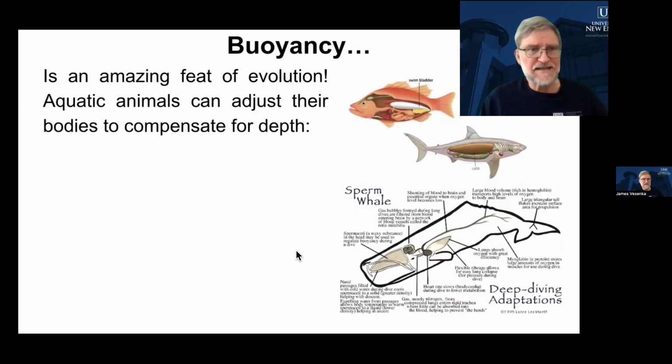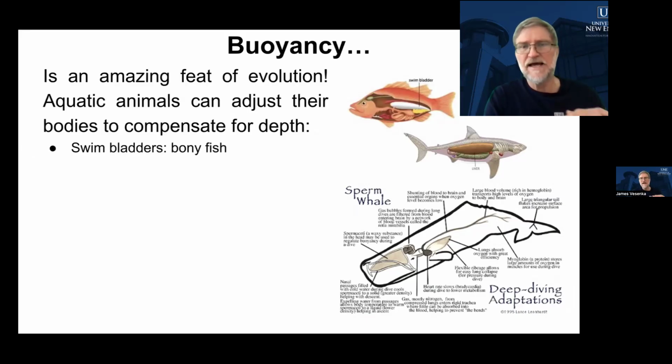Buoyancy is an amazing feat of evolution. Aquatic animals can adjust their bodies to compensate for depth. Bony fish, for example, have something called a swim bladder, which they can adjust the size of in order to make themselves positive, negative, or neutrally buoyant. And that's in fact the focus of the laboratory that we're going to be looking at: the volume of the object and how buoyancy changes with it.